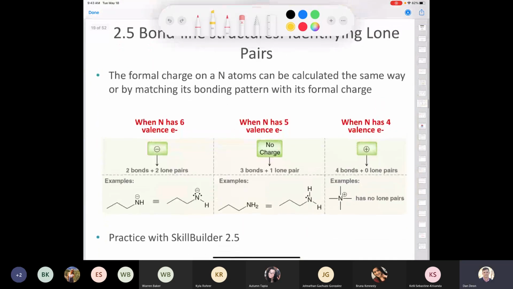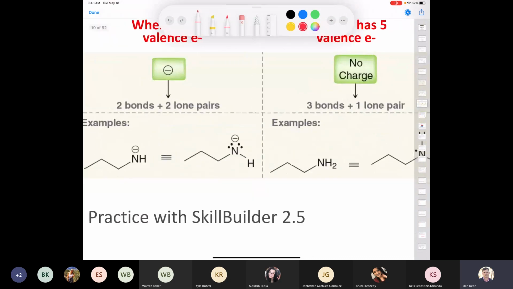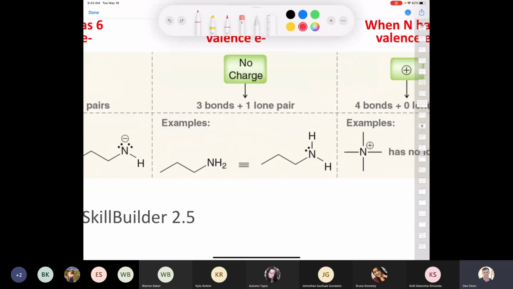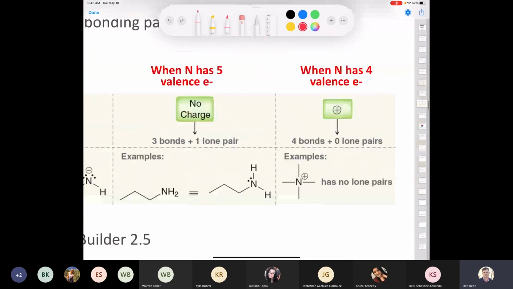There's 3 bonding patterns for a nitrogen. Nitrogen has 5 valence electrons. It's in group 5A. So when it has 6 valence electrons, it's going to have a negative charge. So whenever you see a nitrogen that has 2 bonds and 2 lone pairs, it's got a -1 charge. Whenever we see a nitrogen with 3 bonds and 1 lone pair, it has no charge. And just like we saw in that last molecule, like Allison pointed out, we had a nitrogen with 4 bonds and no lone pairs. It has a +1 charge.